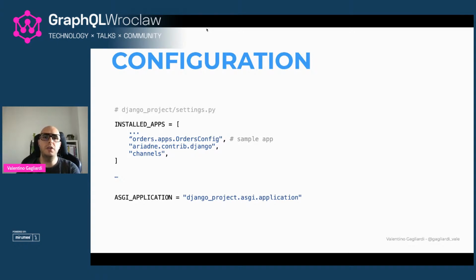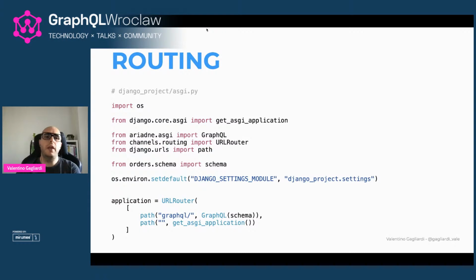Once we configure the project, we need to think about routing. This is how you tell Channels how to load your ASGI applications, because for Channels, every route that you declare inside your URL router, for example, is a single ASGI application. In this example, we have two ASGI applications. The first application is the GraphQL layer around WebSockets and HTTP, which is in charge of loading the schema that we will see in a moment.